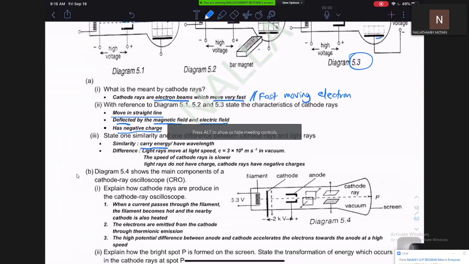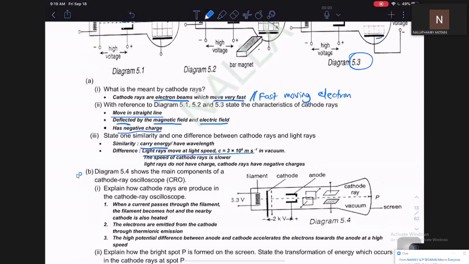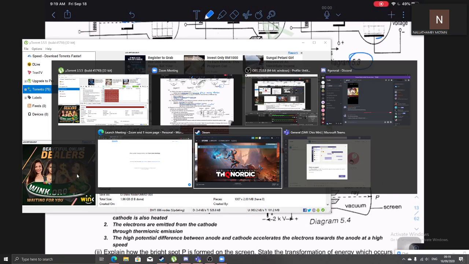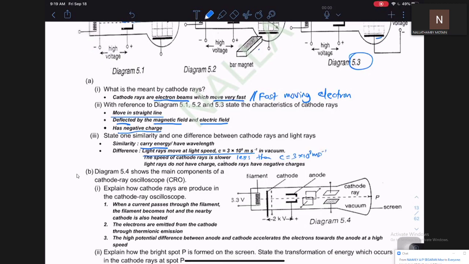But the cathode ray, their speed is less than the speed of light, 3 times 10 to the power of 8 meters per second. So the light ray moves at speed 3 times 10 to the power of 8 meters per second in vacuum. But the speed of cathode ray is what? Slower, or less than c, 3 times 10 to the power of 8 meters per second. Yeah, must be less or slower. And then the light ray does not have charge, but cathode ray has negative charge.